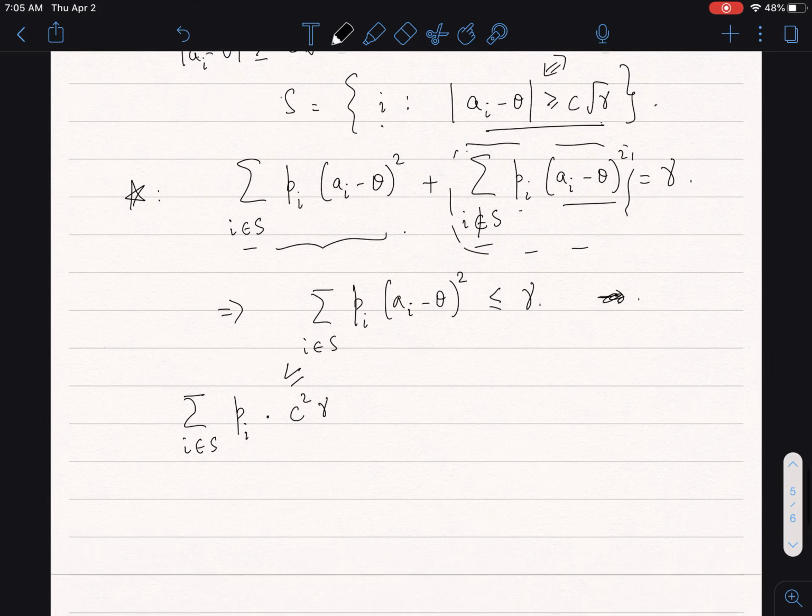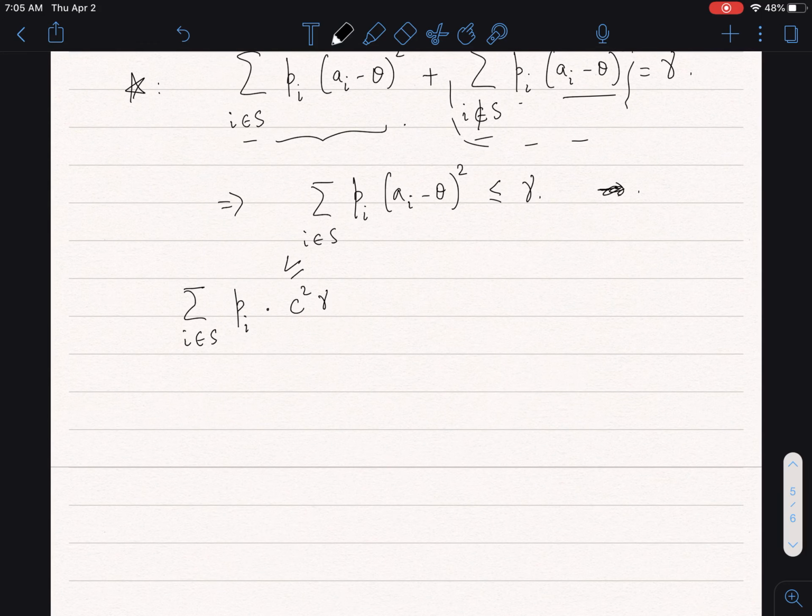Okay, and so we know that the sum over i in S of p_i times c squared gamma is less than or equal to gamma, right? Therefore, I will write this a little bit differently. c squared gamma times the sum over i in S of p_i is less than or equal to gamma. Okay, just from this inequality.